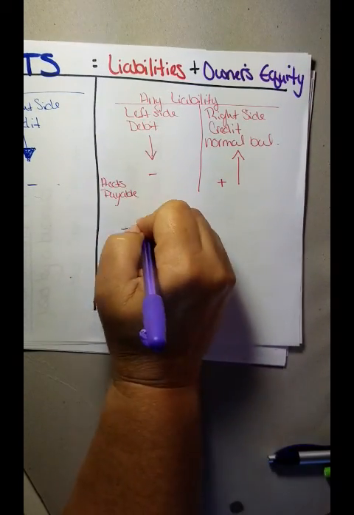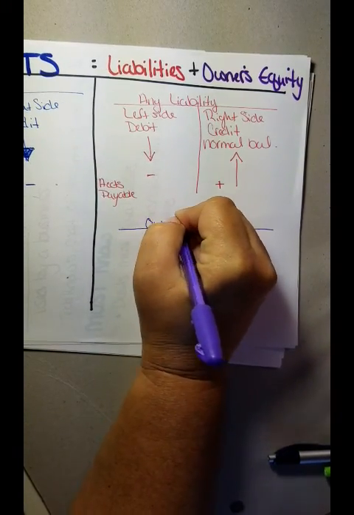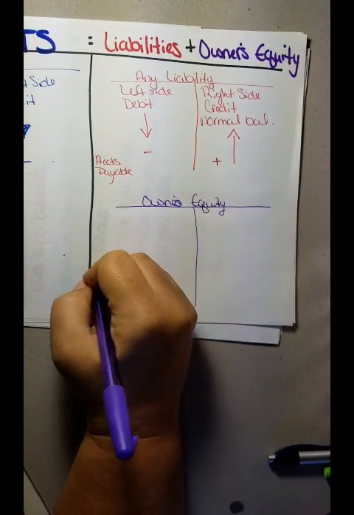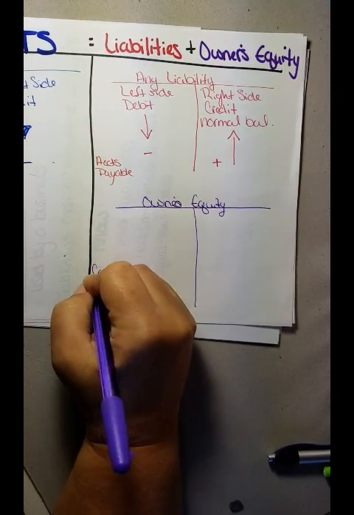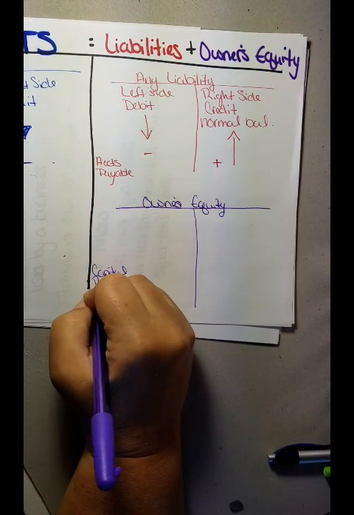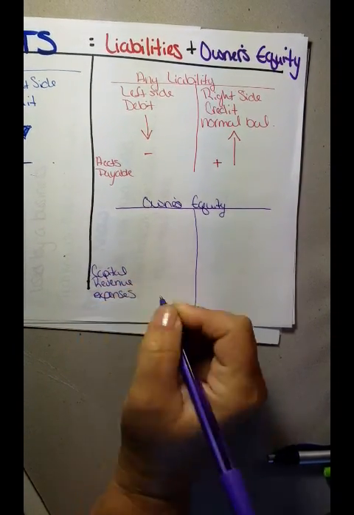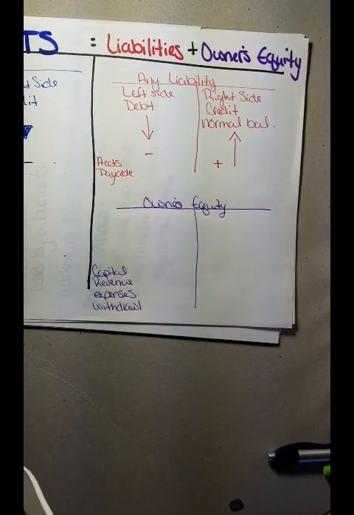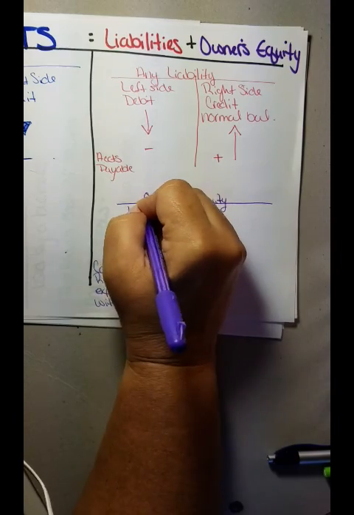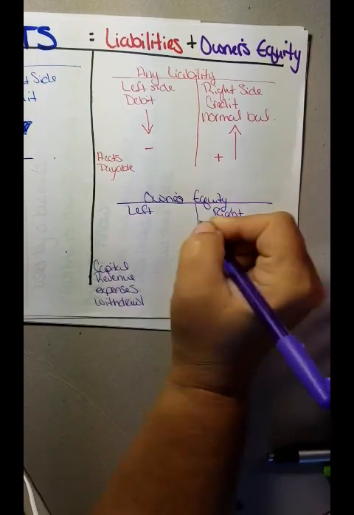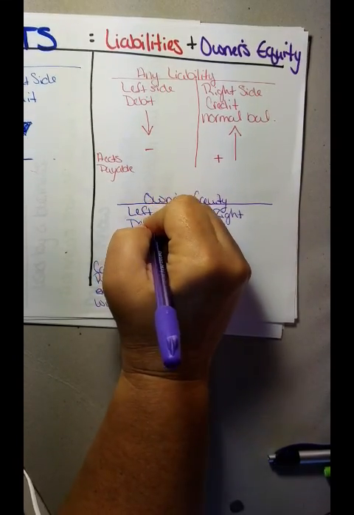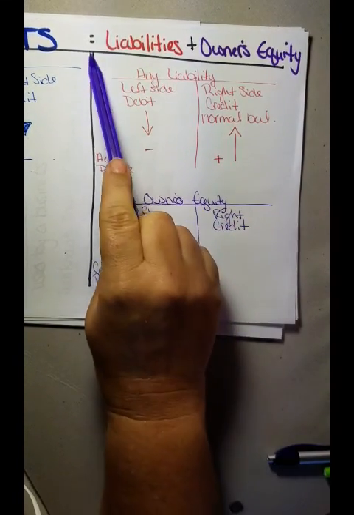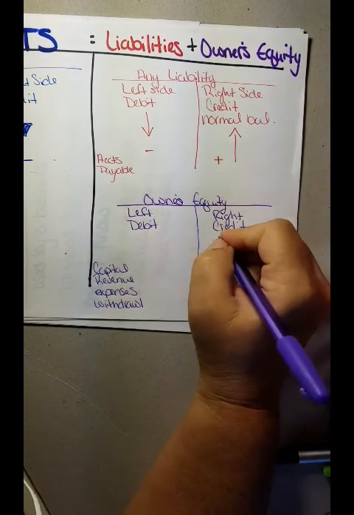Moving on to owner's equity. T account. And so far our owner's equity, we've had capital, we've had revenue, we've had expenses, and we've had withdrawal. Okay, so this is the left, this is the right. Left is always a debit, right is always a credit. Which side is going to be the normal balance? Well, owner's equity is on the right side of this equal sign, so the normal balance is going to be on the right side.